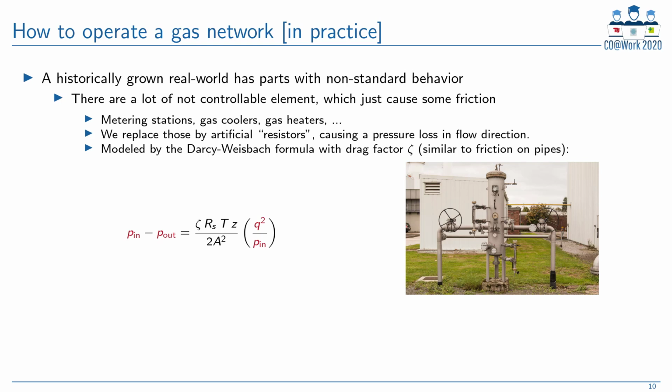The formula, that is also displayed on the slide, is similar to the one we used for the friction in the pipelines. One example for these elements are metering stations that are used to measure the state in the network, for example the pressure. Also, gas coolers and heaters are modeled in the topology as resistors. The last two are necessary before and after compressors and regulators, since the gas temperature changes with the pressure, but should be kept at a similar level throughout the network.